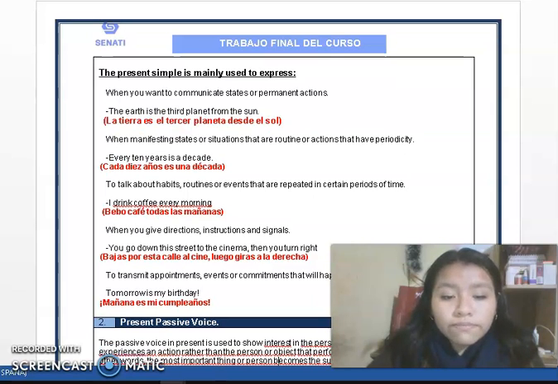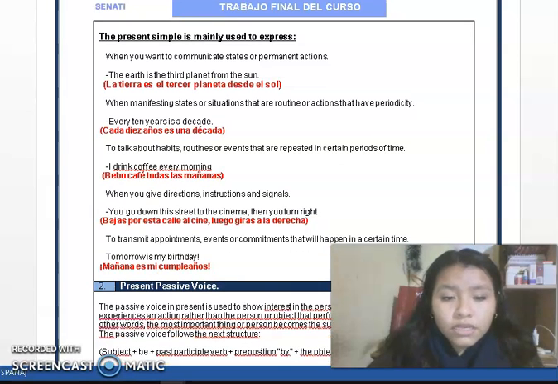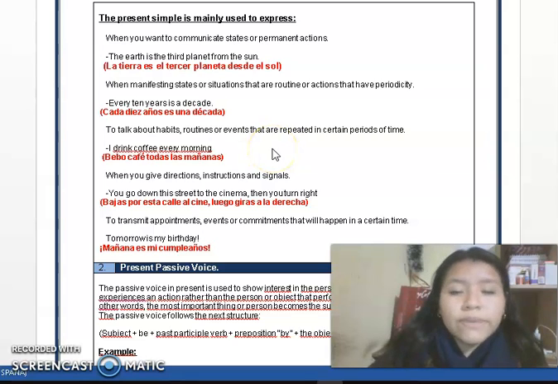When you give directions, instructions, and signals. You go down this street to the cinema, then you turn right. Bajas por esta calle al cine, luego giras a la derecha. To transmit appointments or events that will happen at a certain time. Tomorrow is my birthday.